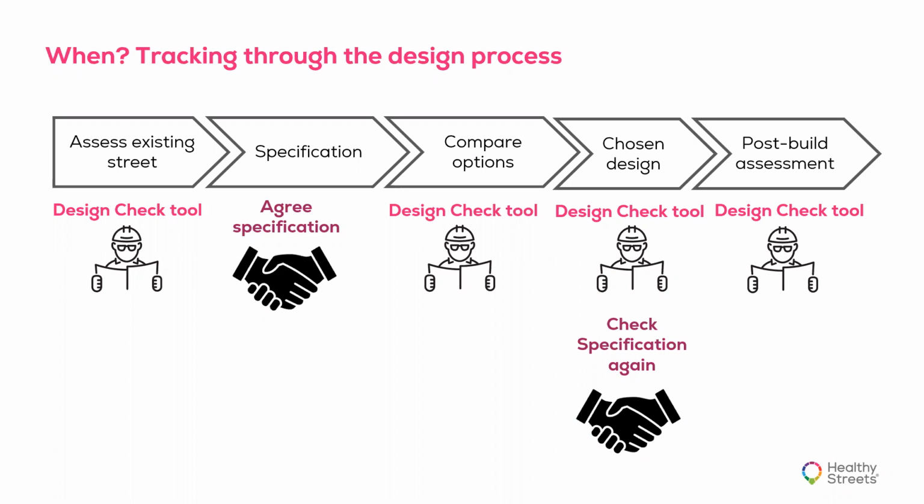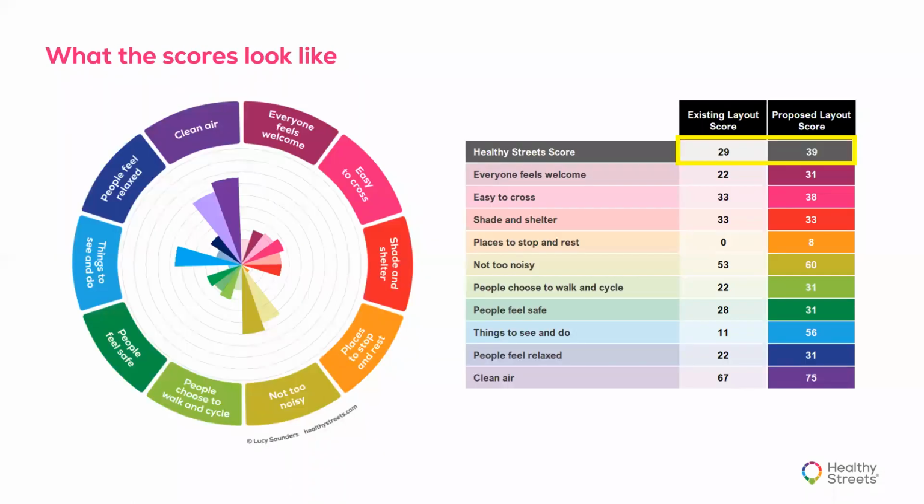When you've completed the Healthy Streets design check, you will produce a score that looks like this. It's presented as a visual on the left-hand side and in a table format that you can see on the right-hand side here. The most important information is the overall Healthy Streets score, which is highlighted in yellow. Looking at the individual indicators can help the designer to see where the biggest potential for an increase in the score might be. For example, here it's places to stop and rest, where the score has gone from 0 to 8.